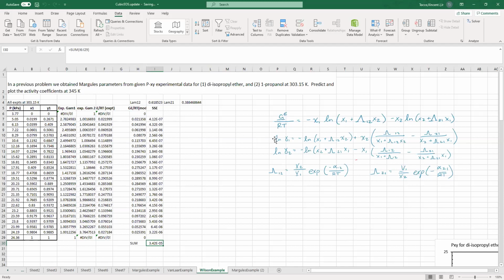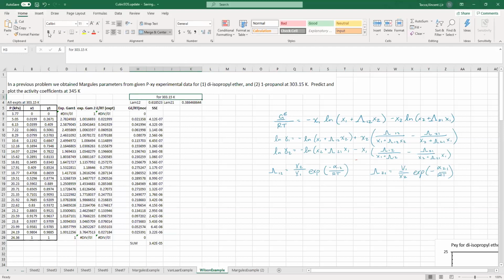So now armed with that, I can calculate what my activity coefficients are for the Wilson model now, because I have my lambdas ready. Actually, no, I don't need to do that step, because that would give me the activity coefficients at 303 Kelvin, and I want the activity coefficients at 345 Kelvin. So this fit was just to obtain the values of lambda for 303 Kelvin. So for 303.15 K. And just for formatting tips, I like to merge and center things to keep it a little bit well organized.